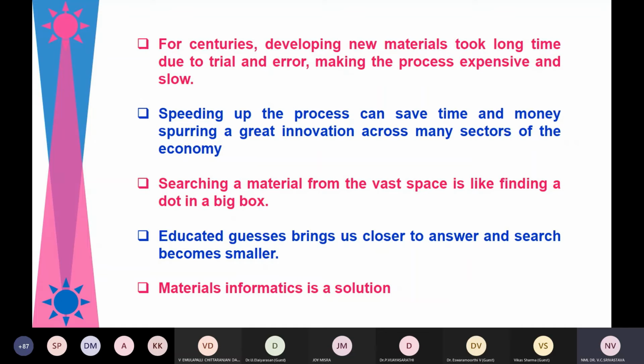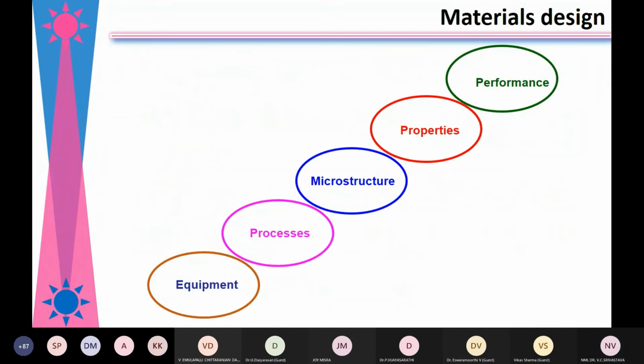And definitely, if we have a large bulk of material databases, it's very difficult to select from there. So we have to make educated guesses from this. And this technique is called materials informatics. And I think we have to go faster here. Generally, any material development or process development takes a route. For example, you have equipment, and we go to processes, microstructure, properties, and performance.